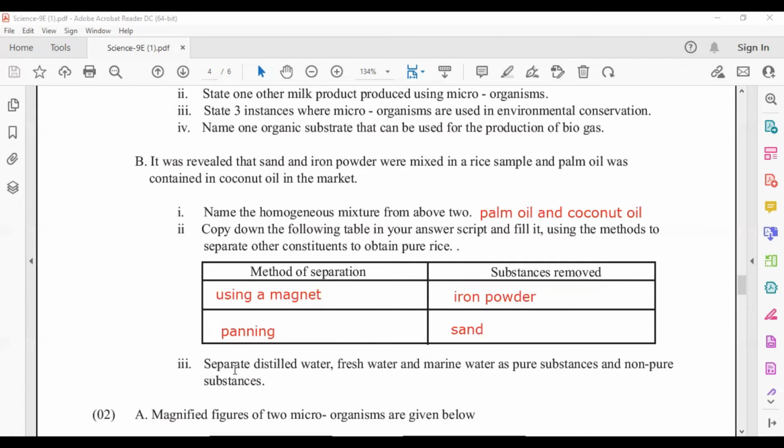Problem number 3. Separate distilled water, fresh water and marine water as pure substances and non-pure substances. Here, distilled water is a pure substance. Fresh water and marine water contain so many other ions and minerals. So fresh water and marine water are non-pure substances.